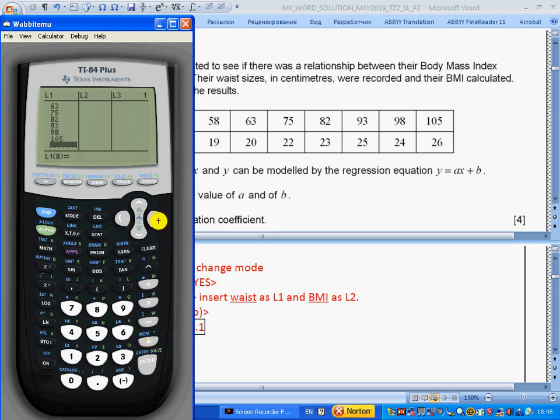Now we go to the right column, and here we put 19, 20, 22, oops, 19, 20, 19, enter. 20, enter. 22, enter. 23, enter. 25, enter. 25, enter. 24, enter. And last is 26. It looks correct.